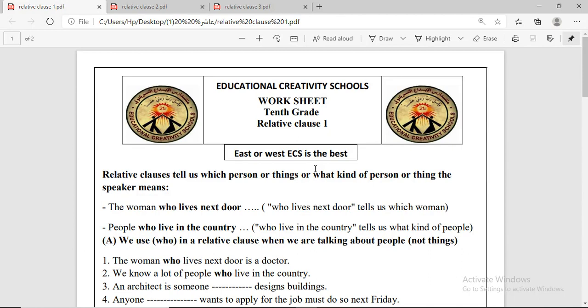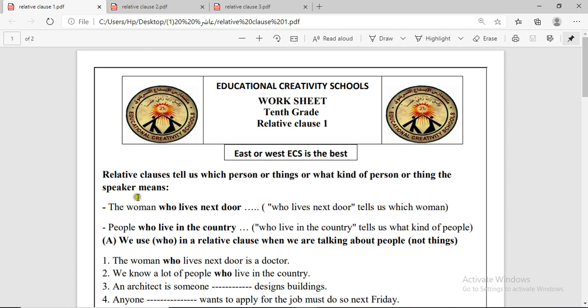Today we are going to start with the main structure in Unit 1, which is relative clauses. We have relative clause and relative pronoun. Relative clauses in Arabic means الجمل الوصل, and relative pronoun ضمير الوصل.